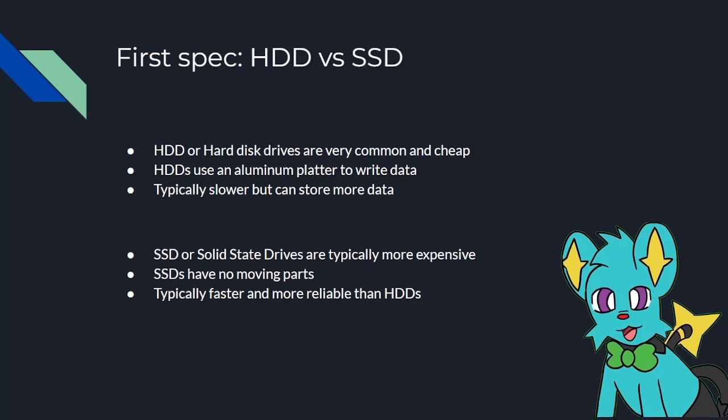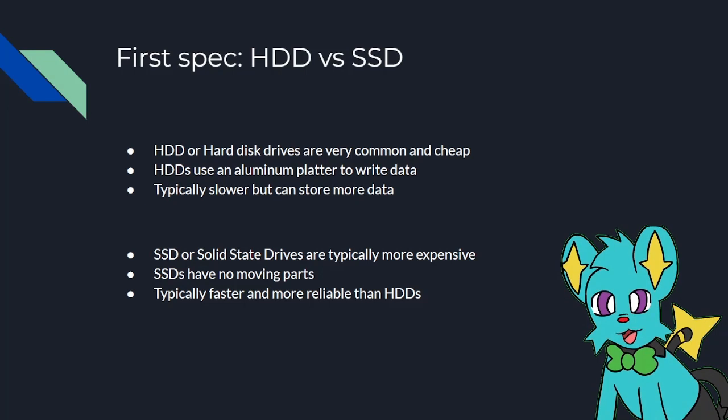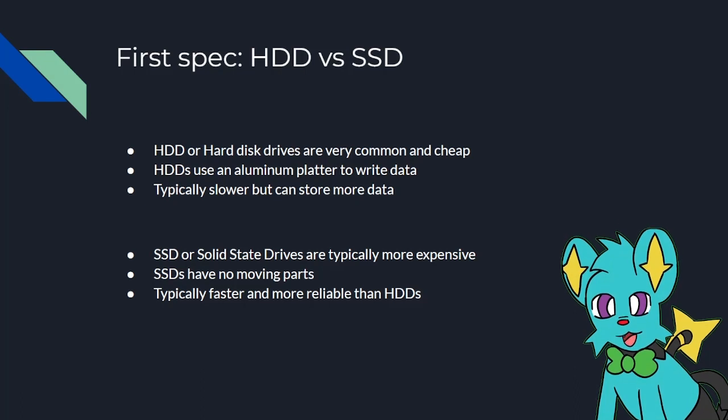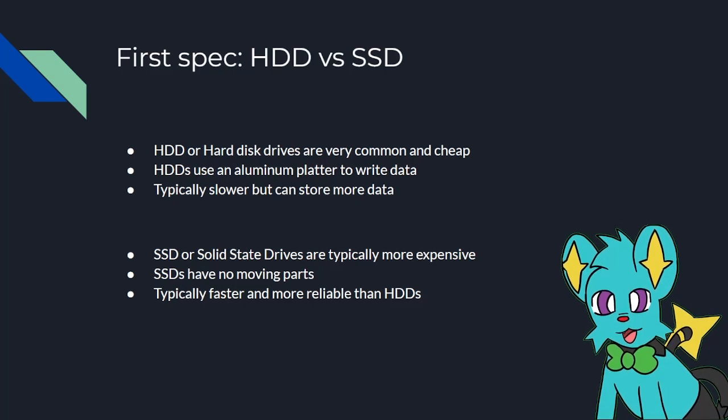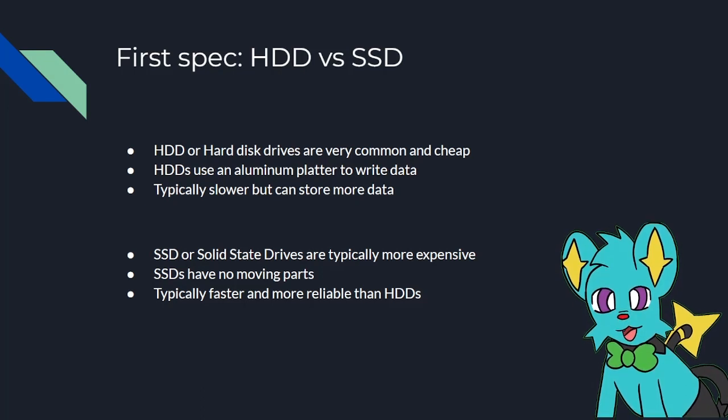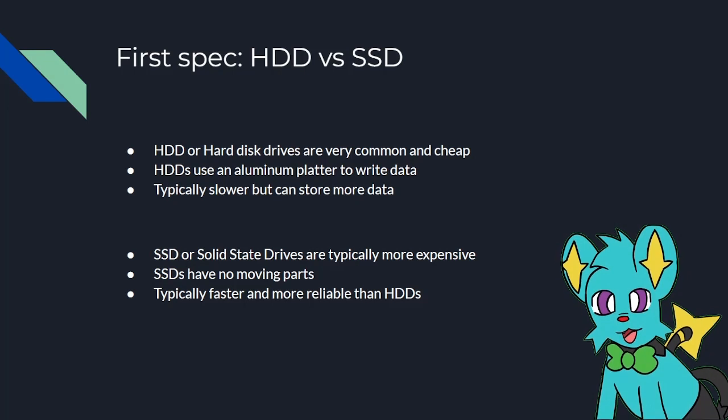First thing you want to consider with a hard drive is whether you want a hard disk drive, or HDD, or a solid state drive, or an SSD. Hard disk drives are really common and they're less expensive. They use an aluminum platter and a magnetic head, which is just a little pointy bit that's magnetic, and it uses the magnetism to write data onto the spinning platter. It is slower, but they typically have greater storage size than solid state drives. And they're less reliable because they have moving parts, and those moving parts can be susceptible to damage if you drop a hard drive.